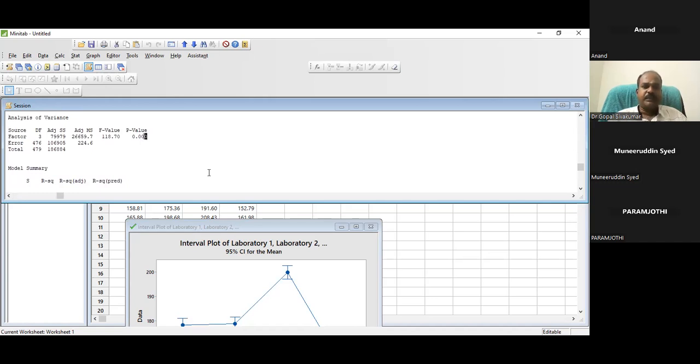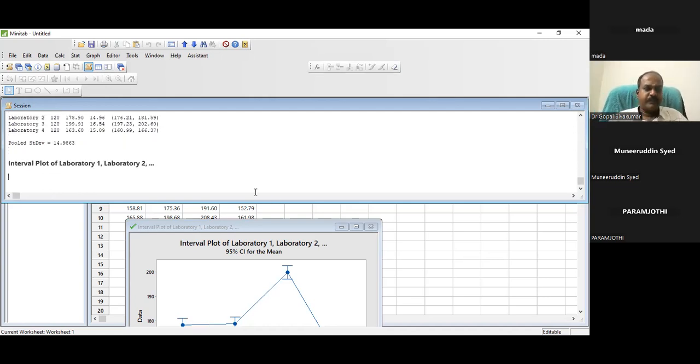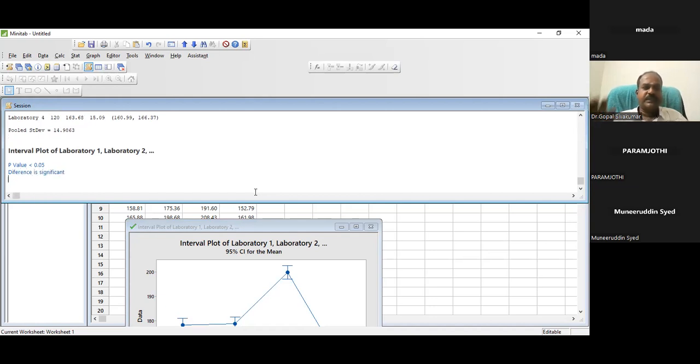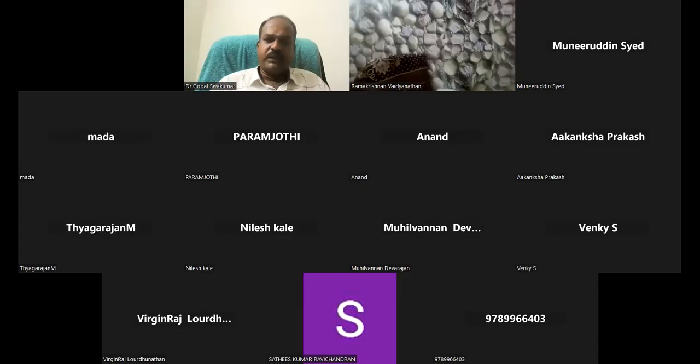Please tell me how much is the p-value? 0. 0 means less than 0.05 or more than 0.05? Less. So what? Reject the null hypothesis. The question is about significance, right? So the difference is significant, that's all. If significant is in the options, you must choose that. All of you understand how I did this? Yes.